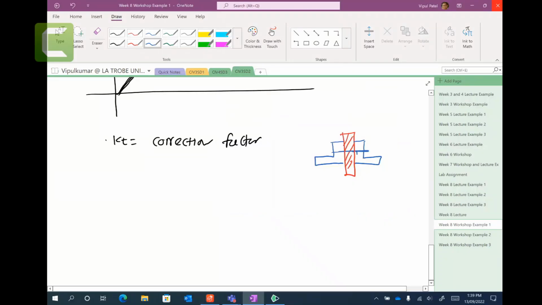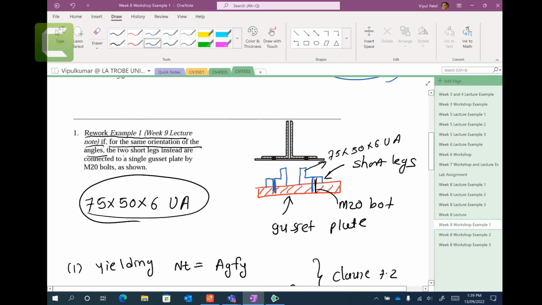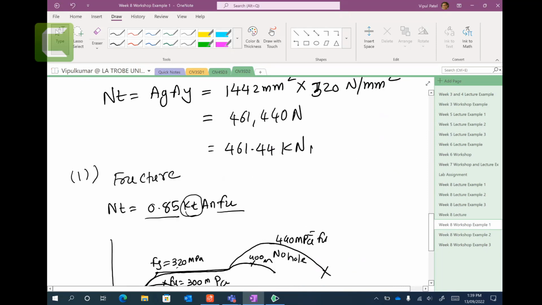Now, in this workshop example, they say that you have this configuration. This is your gusset plate, and the short legs are connected here. Long legs are like this. Short legs are here. It's given in the examples that you have short legs, and it is bolted by M20 bolts here. That is given here in the examples. Two short legs are connected to the single gusset plate, right? So two short legs are connected.